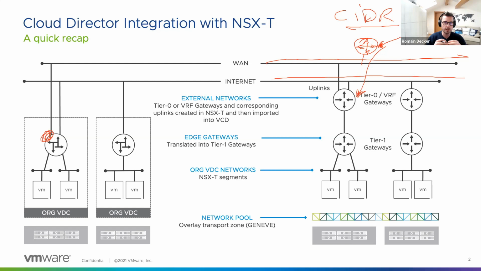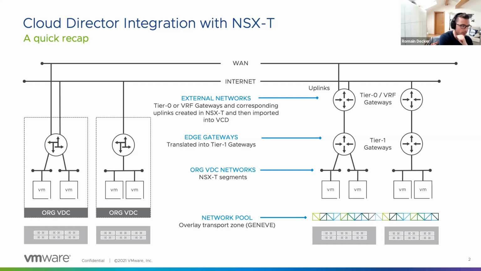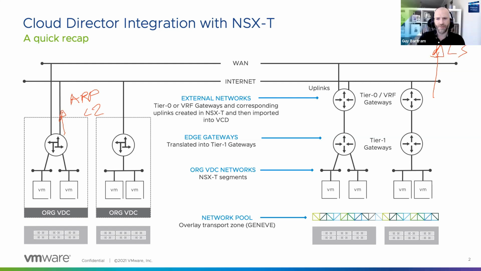So we shifted from a model where, in NSX-V, going out of the edge was just ARP and L2. And in NSX-T, here it's basically layer 3. So this is a whole different way of thinking about it.